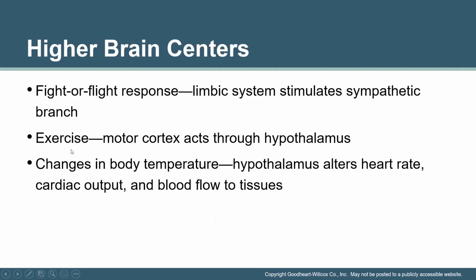When we're talking about exercise, the motor cortex will act through the hypothalamus to help regulate these guys. Also, changes in body temperature. The hypothalamus is partly responsible for that. So if we need a body temperature change up or down, hypothalamus can alter the rate, cardiac output, and then blood flow to tissues as well.